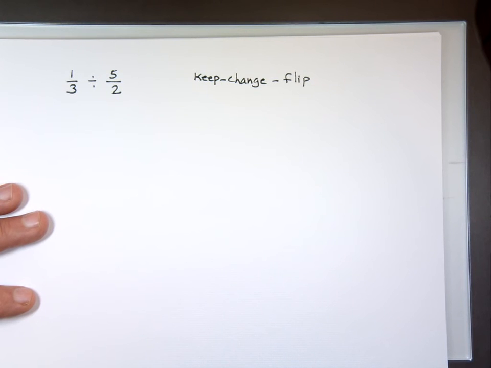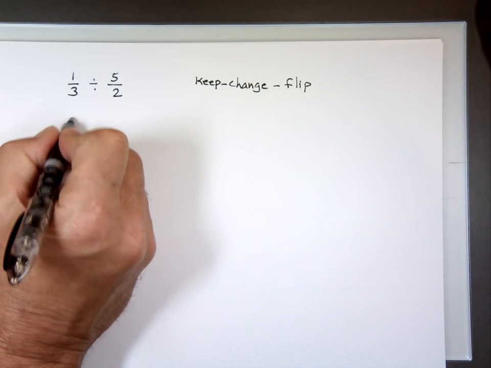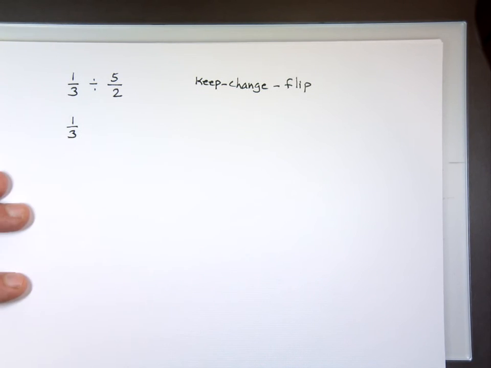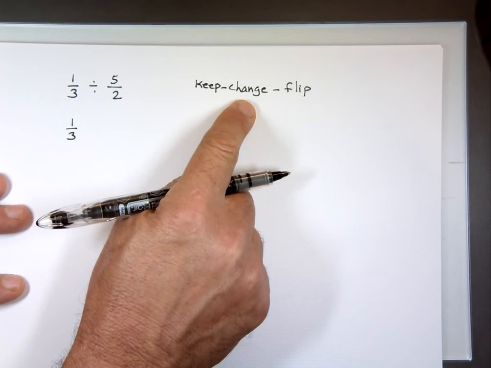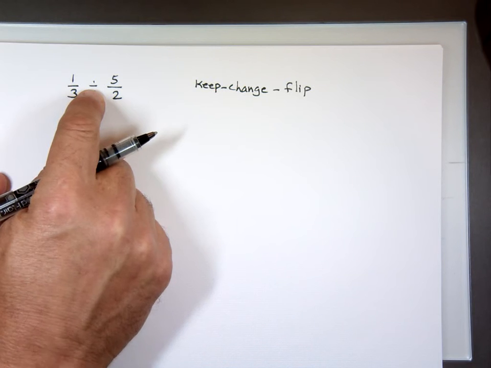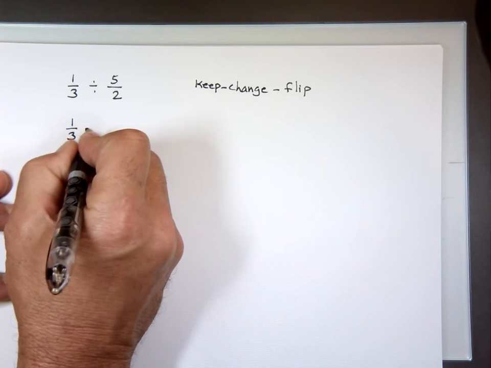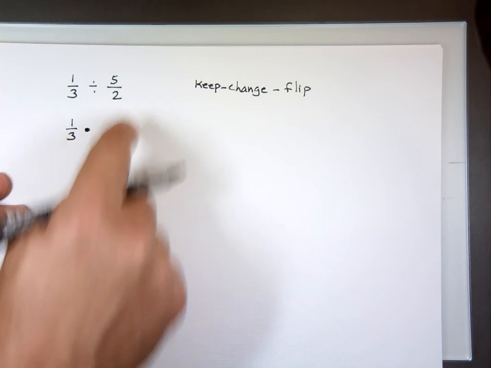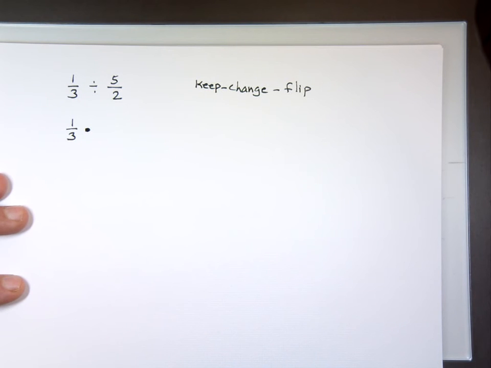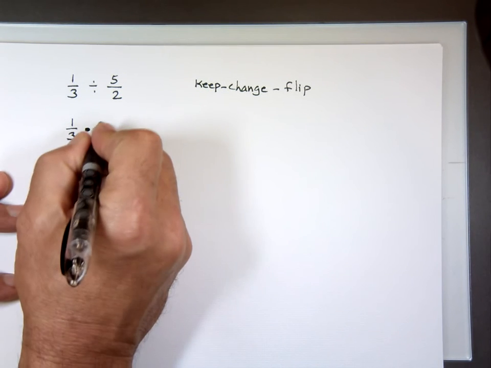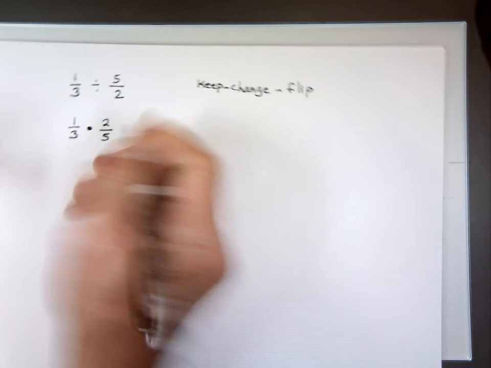Keep the first one, keep it the same. Change. What's the change? Change the division to multiplication. That becomes times. And flip the second one. It becomes what? 2 over 5. And that's it. Now it's a multiplication problem.